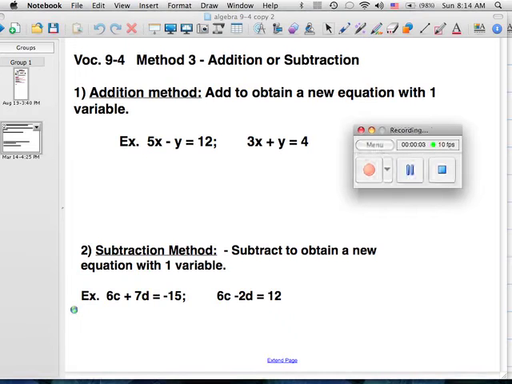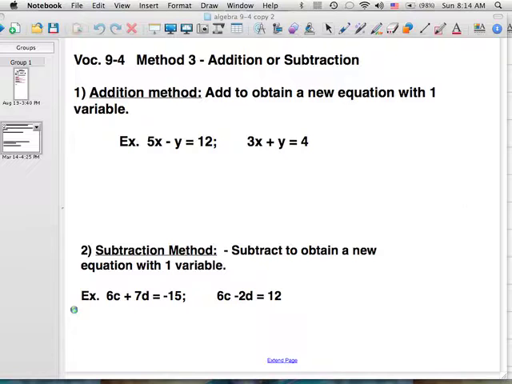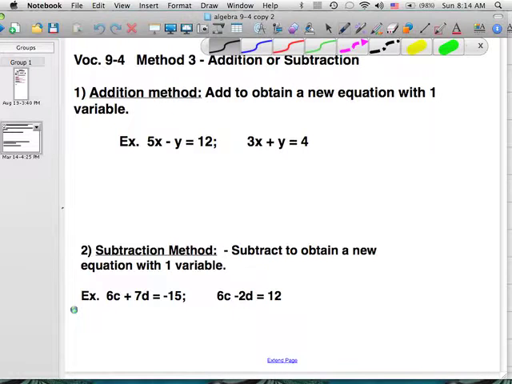We're on chapter 9, section 4. We're still solving systems of equations, and this method is where we're going to add or subtract the two equations. We have to get one variable. So in this first example here, how do I know whether I should add or subtract? Well, we want one variable to disappear.